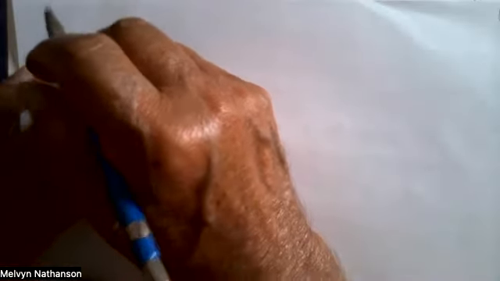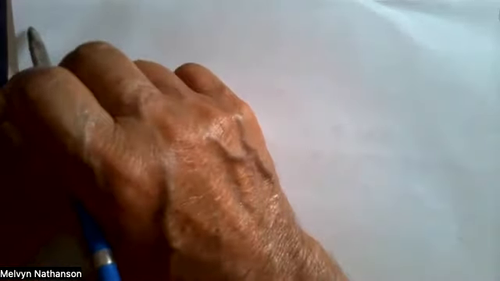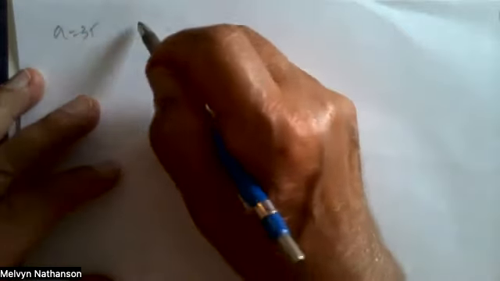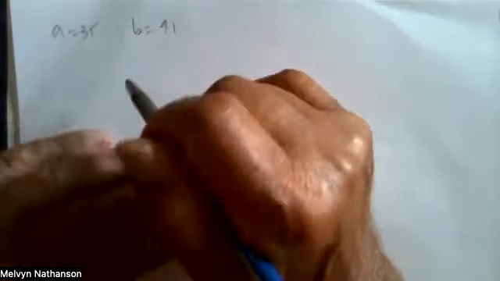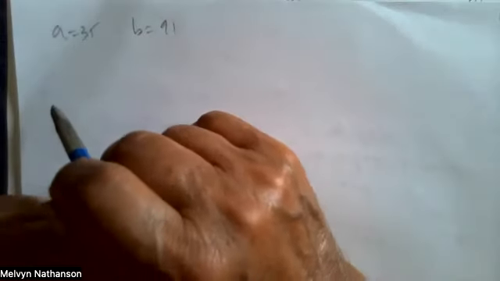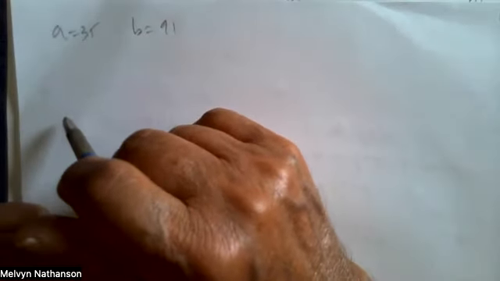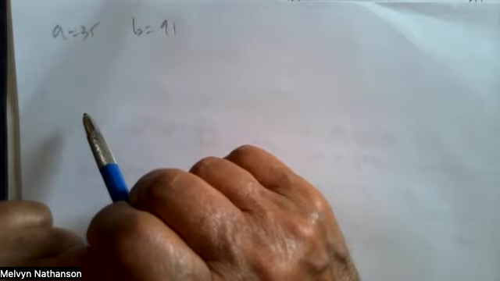Let's look at another example. This is one of the homework problems for next week. Suppose I take A equal 35 and B equal 91. I want to compute the greatest common divisor and write it as a linear combination of these two integers.